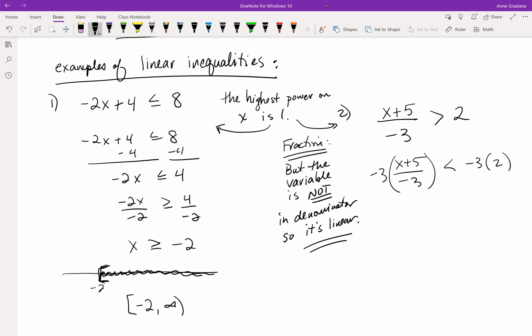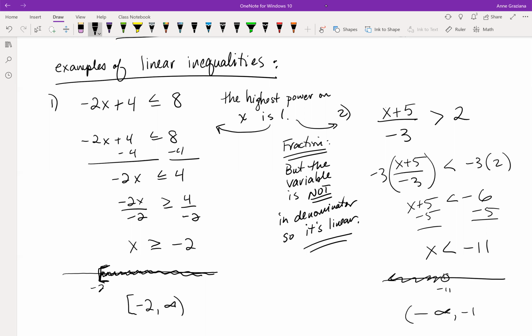So when I multiply by -3, I have to reverse my inequality and I get x plus 5 is less than -6. Subtract 5, and then x is less than -11. And remember, that was open circle this way, and it was -infinity to -11. So that's just a review. We've done this already, okay?